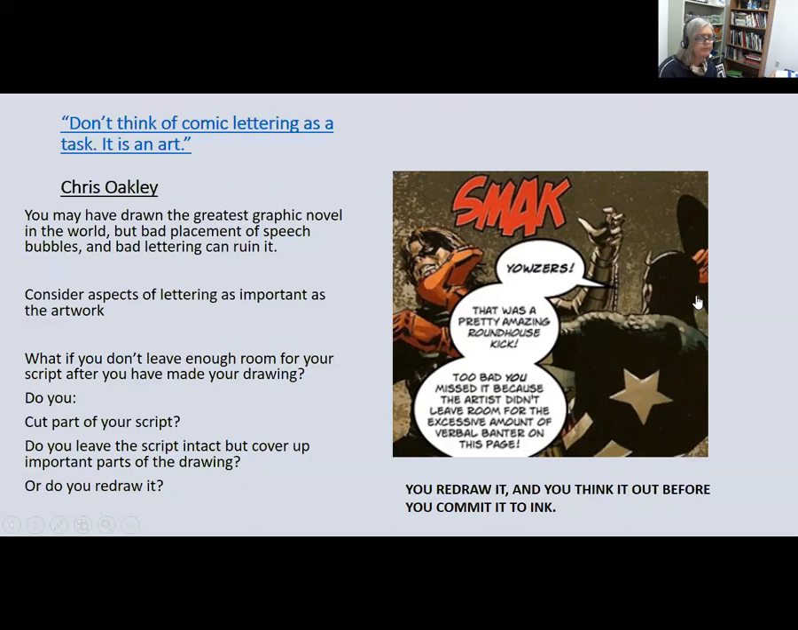So what happens if you don't leave enough frame for them? Do you just get rid of some of your script? Or do you leave the script like it is and just say, I don't really care, and cover up important parts of your drawings? Or do you redraw the whole thing so that you can put a little more thought into it? And so you do redraw it and you think it out before you commit it to ink. In other words, you start drawing it in pencil.